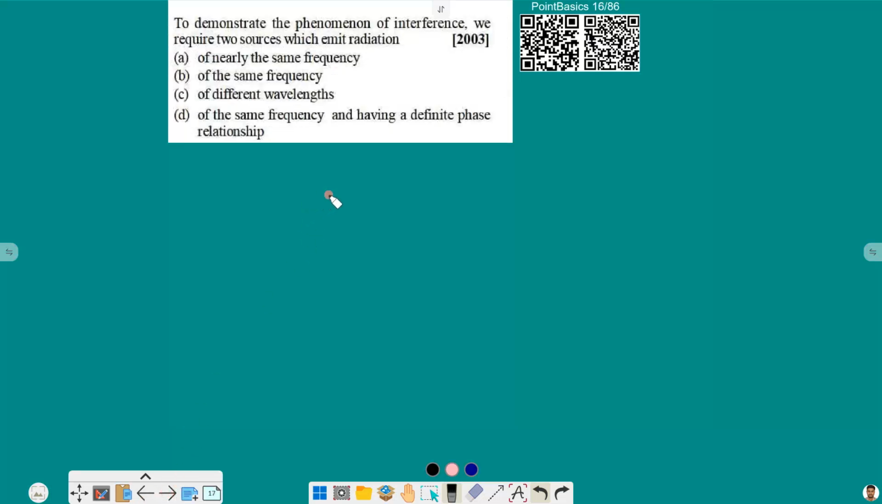Now to demonstrate the phenomenon of interference, we require two sources which emit radiation of the same frequency, and second is constant phase difference. So yes, that is option D for us.